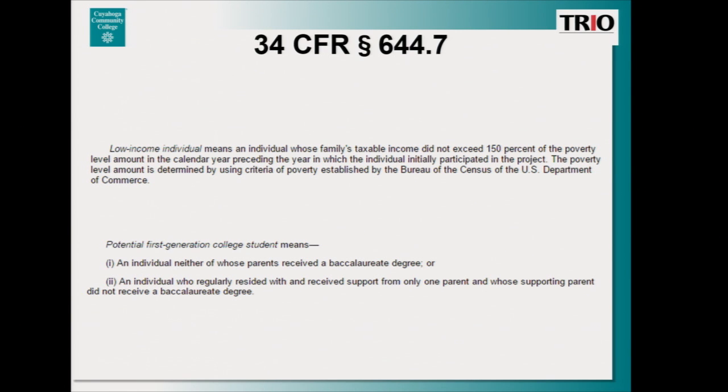Two terms of ultimate importance to TRIO programs are low-income individual and first-generation college student. A low-income individual is an individual whose family's taxable income did not exceed 150% of the poverty level. The poverty level amount is determined by using the criteria of poverty established by the Bureau of the Census of the U.S. Department of Commerce.